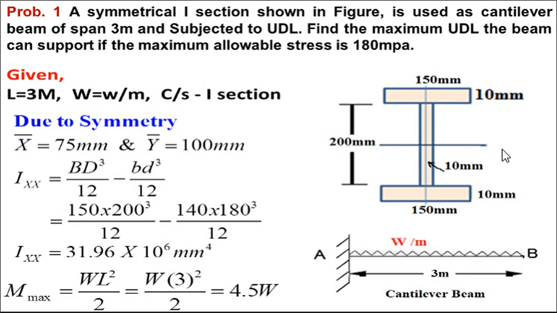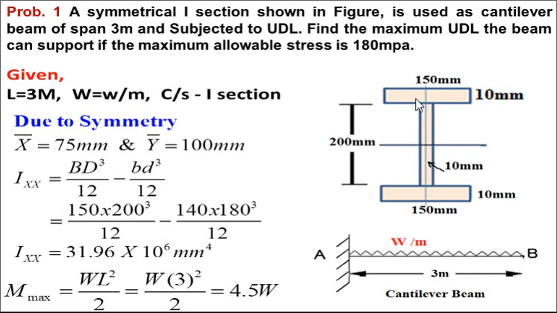And whenever the section is symmetrical, you can directly use the formula of a rectangular section, capital BD cube by 12 minus small bd cube by 12. Actually here this 200 is from top to bottom. Mistakenly I have shown it between the web, but actually it is from top to bottom. You make this correction, take this 200 from top to bottom. Means capital B will be 150, capital D will be 200. Small b means what? 150 minus this 10, that is 140 width, that is the empty portion in between.